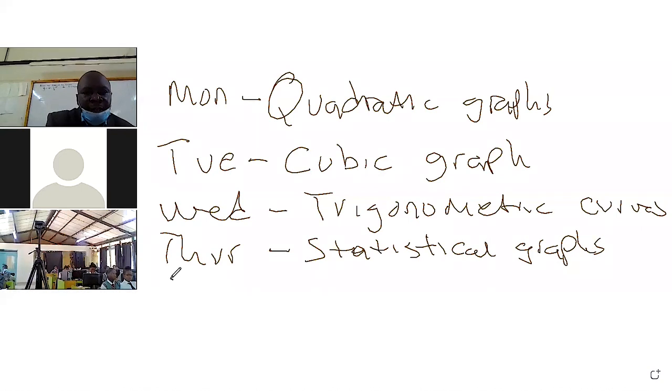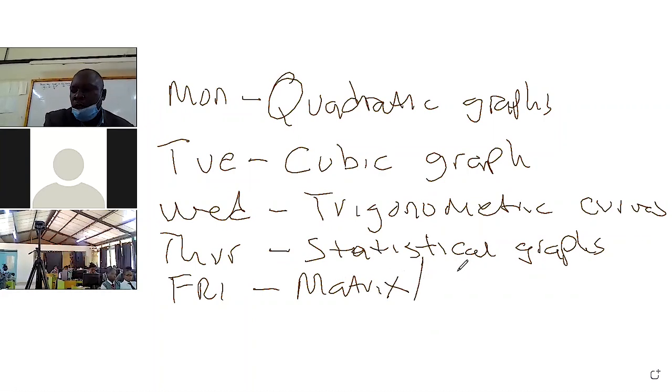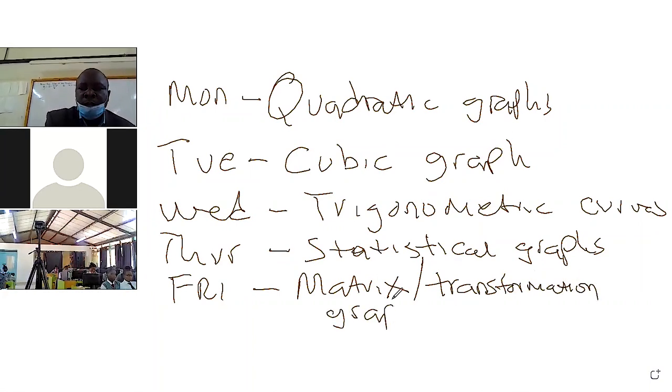Then on Friday, you can go to the matrices. Matrix stroke the transformation graphs. You can work on that, the matrix and the transformation graphs.